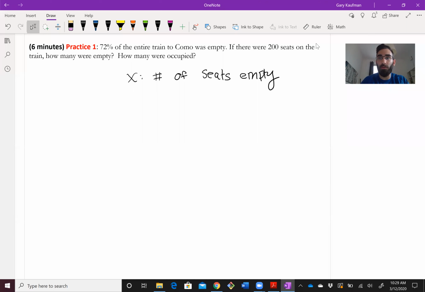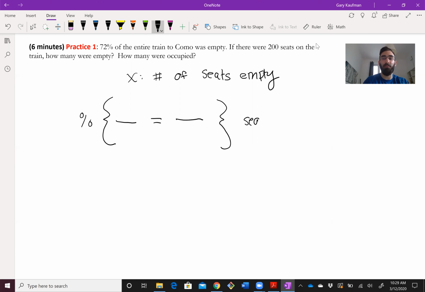So for this first one, I'll go into a little bit more detail, but I'm not going to do this detail in every question. So I've defined X as the number of seats empty. So if I'm setting up my proportion, I'm thinking to myself, okay, on the left side, I'm going to have my percentages. On my right side, I'm going to have my seat info. On the bottom, in the denominator, I'm going to have the 100, the total. And in the top, the part I'm looking at.